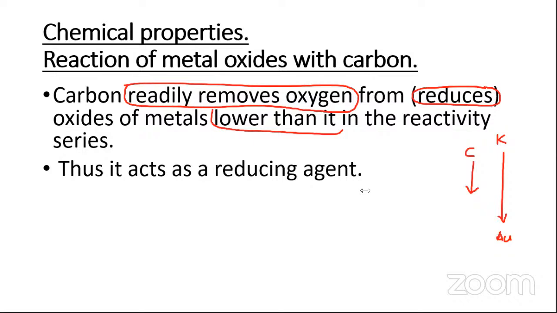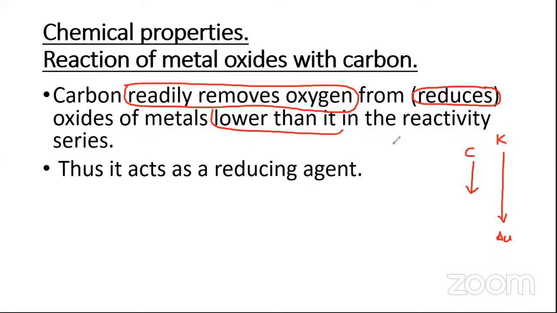Okay. Yes, Mugabe. Good morning, sir. Good morning to you. So I was asking the pattern of the definition of reducing agent and reactivity series. A reducing agent, we say that is a substance that readily removes oxygen from another compound. Reactivity series, we have said that is the arrangement of elements in the descending order of their reactivity. Clear? Yeah.